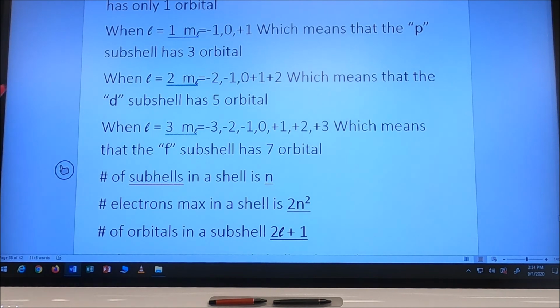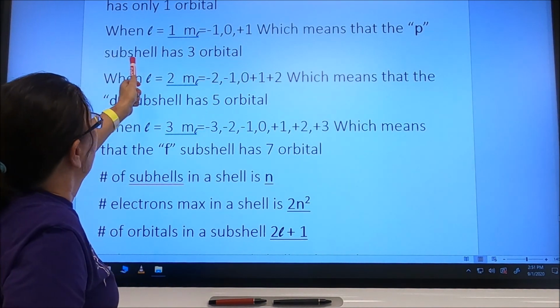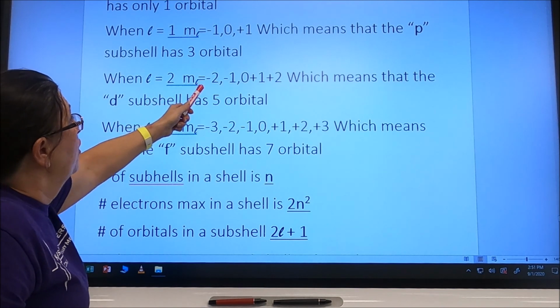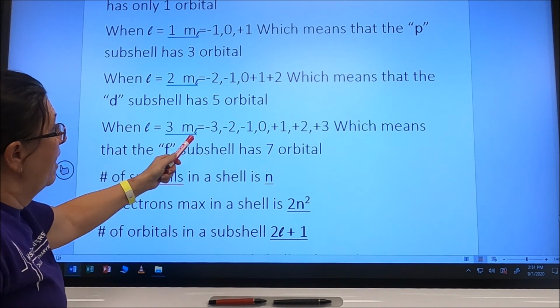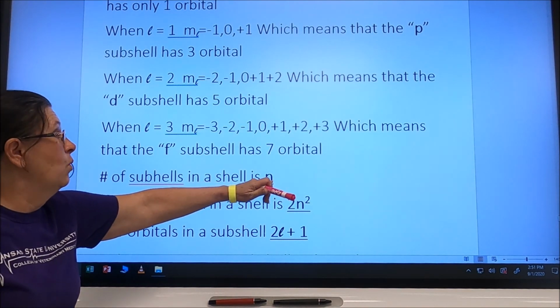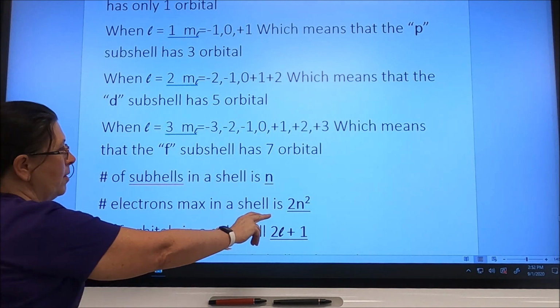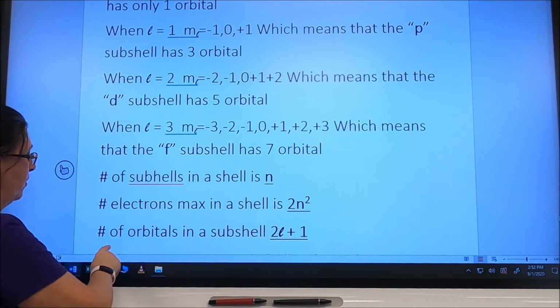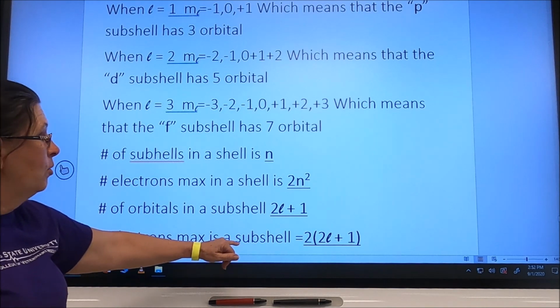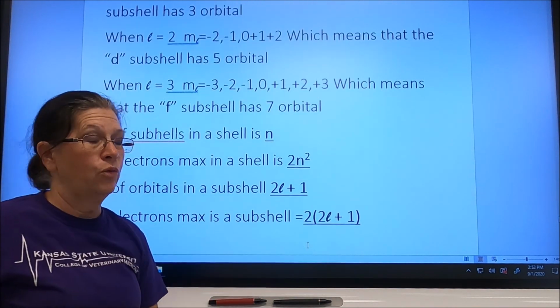So one more time. Notice when L equals 1, m sub L is -1, 0, +1, which means the P subshell has 3 orbitals. L equals 2, which is the D subshell, has 5. L equals 3, which is the F subshell, has 7. So notice it went 1, 3, 5, 7. So if we went up to L equals 4, we'd add 2 more on. We'd go to 9. So the number of subshells in a shell equals n. The maximum number of electrons in a shell is 2n squared. The number of orbitals in a subshell is 2L plus 1. The maximum number of electrons in a subshell is 2 times (2L plus 1).